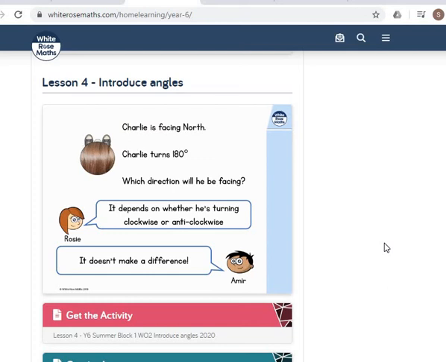Let's have a look. Let's think about Charlie. Charlie is currently facing north. Let's turn him 180 degrees clockwise. Now he's facing south. Let's put him back to where he was. He's facing north again. Let's turn him 180 degrees anti-clockwise. He's still facing south. So actually, it didn't make a difference whether he went anti-clockwise or clockwise. Amir was right.